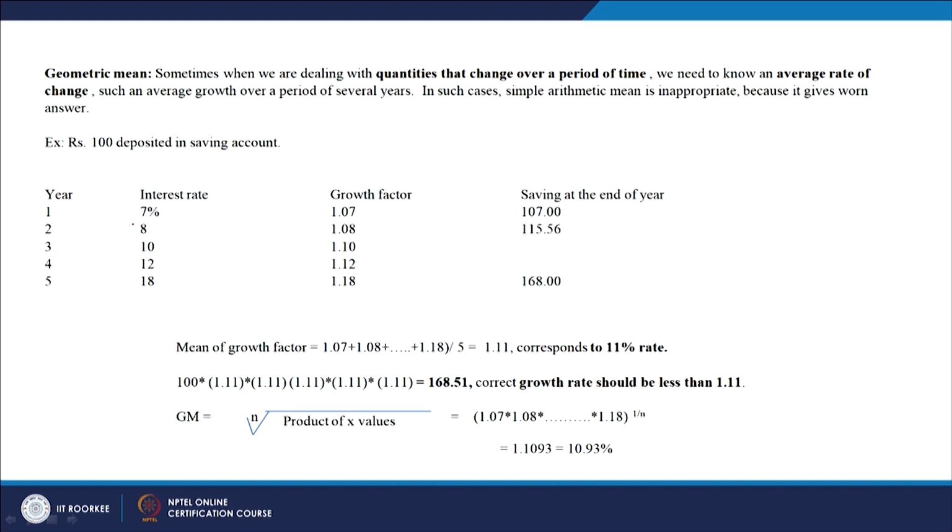So, we know that the interest rate is 7% in the first year. So, the growth factor would be 1.07. Growth factor means what? 1 rupee would become 1.07 rupees, right. So, 100 rupees would become 107, is it not? So, the saving at the end of the first year is this.